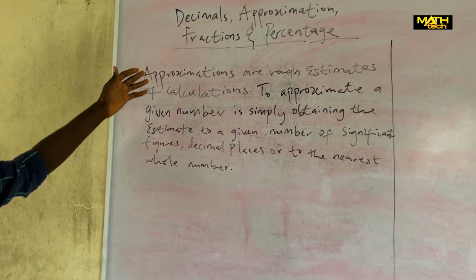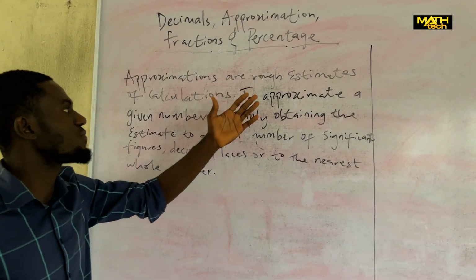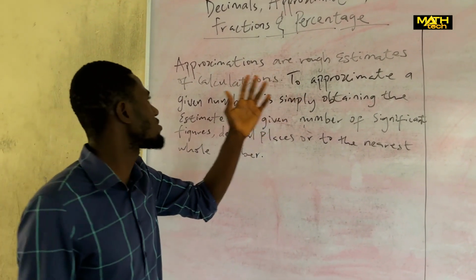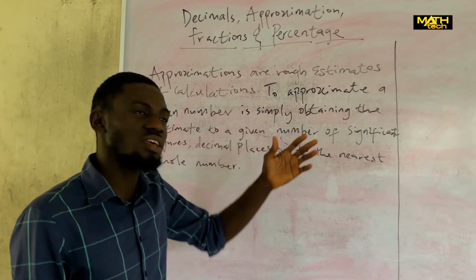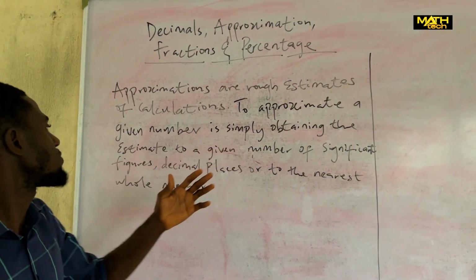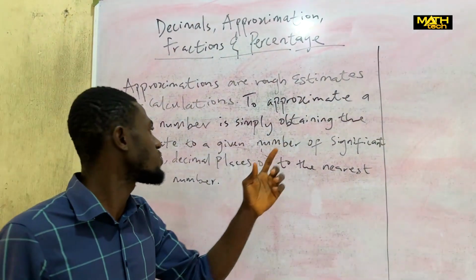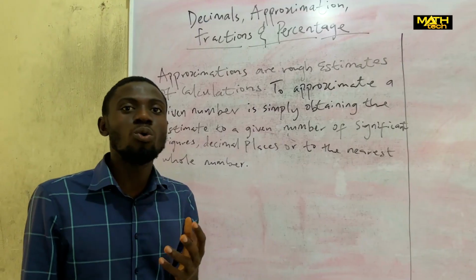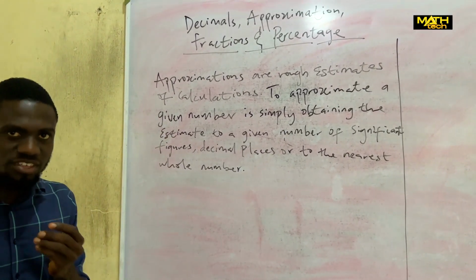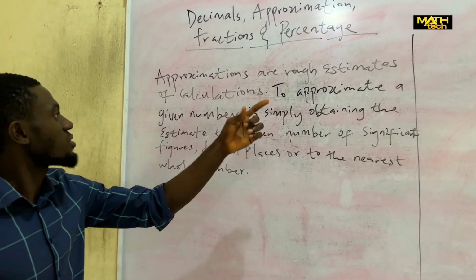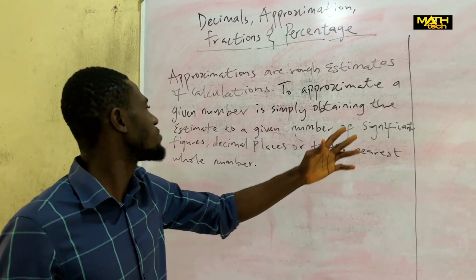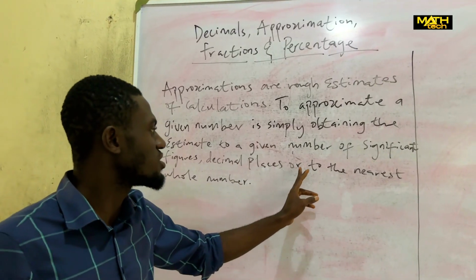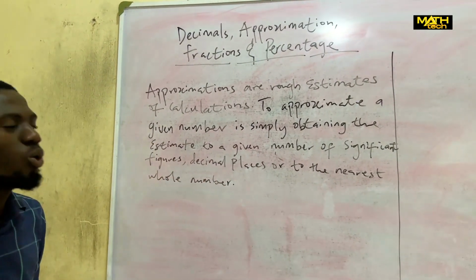Now start with approximations. Approximations are rough estimates of calculations. To approximate a given number is simply obtaining the estimate of a given number of significant figures, decimal places, or to the nearest whole number. Please take note of what is written here.